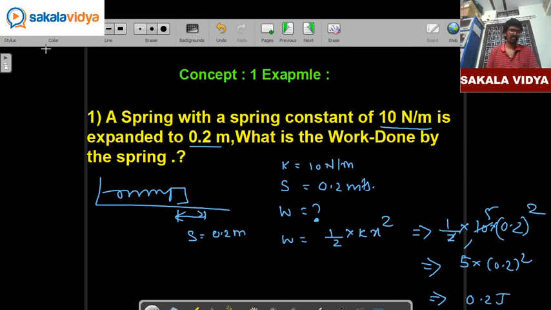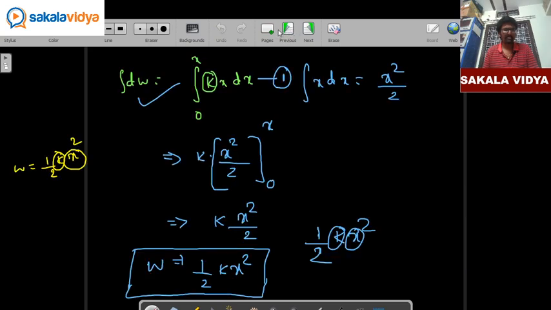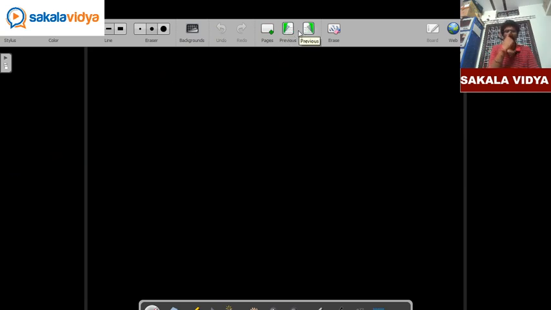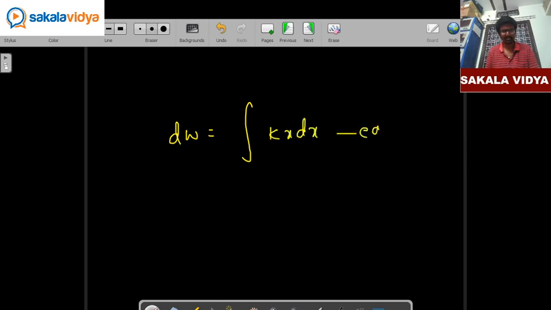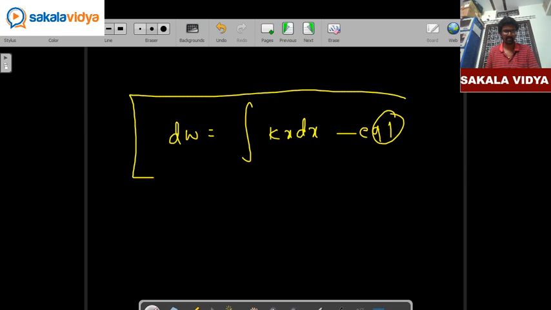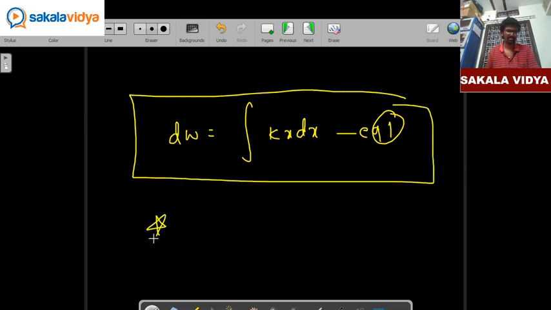So what is the formula for work done for a spring? Work done is equal to half into k into x square, where x is the displacement of the spring and k is the spring constant. So my dear students, I told you to remember one formula, that is nothing but dW is equal to integration of kx dx. So this is our equation 1. This equation 1 is very very important. So remember this equation.